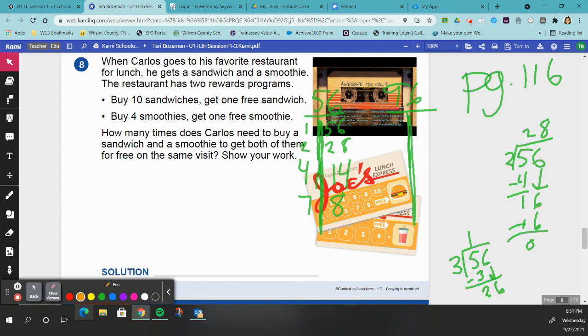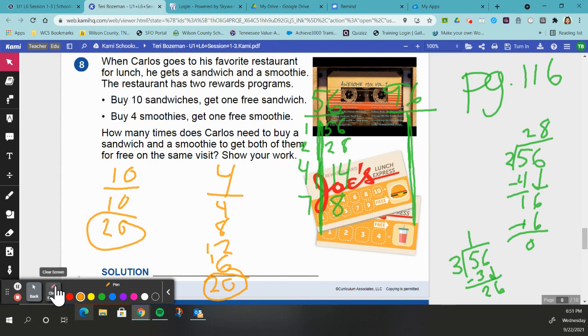So if we figure out our least common multiple, then we would know how many times he needs to buy a sandwich and a smoothie. So we have 10, 20. Well, I can stop right there because I know that 20 is a multiple of 4, because we would have 4, 8, 12, 16, and then 20. So he would need to buy a sandwich and smoothie 20 times to get both of them free on the same visit.